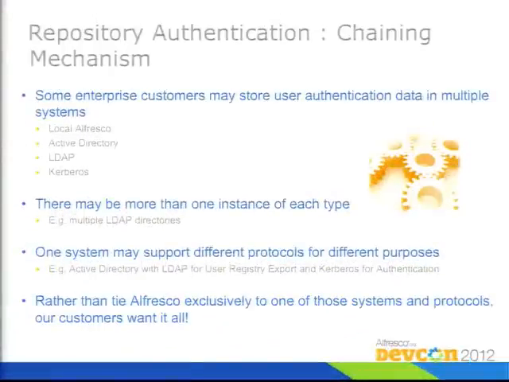So here I'll be talking about the chaining mechanism. What is chaining? With chaining, you ask Alfresco to use several subsystem instances in order to authenticate the user. Alfresco will try these subsystems one by one, in the order that you provide. And if one of these subsystems responds OK and gets the user authenticated, Alfresco will accept the user. Otherwise, it will reject and stop the authentication.